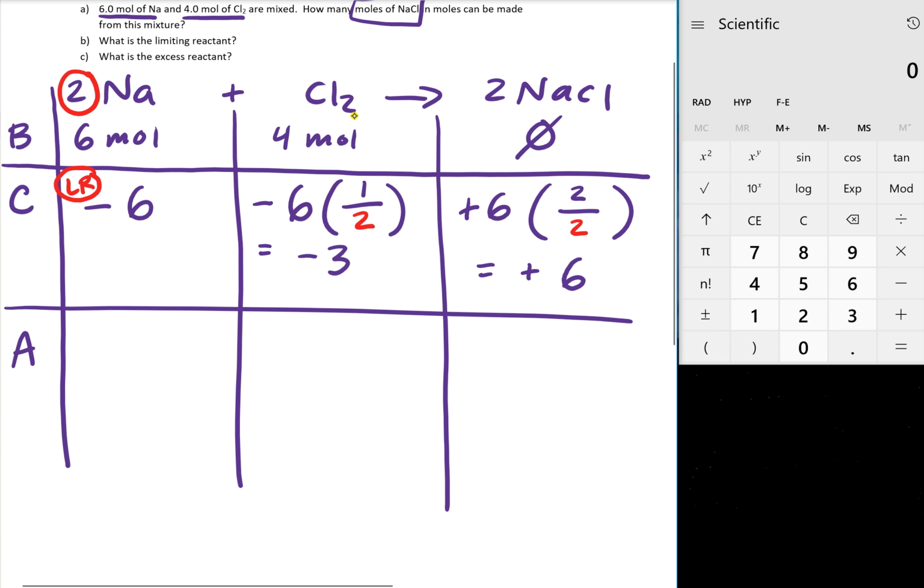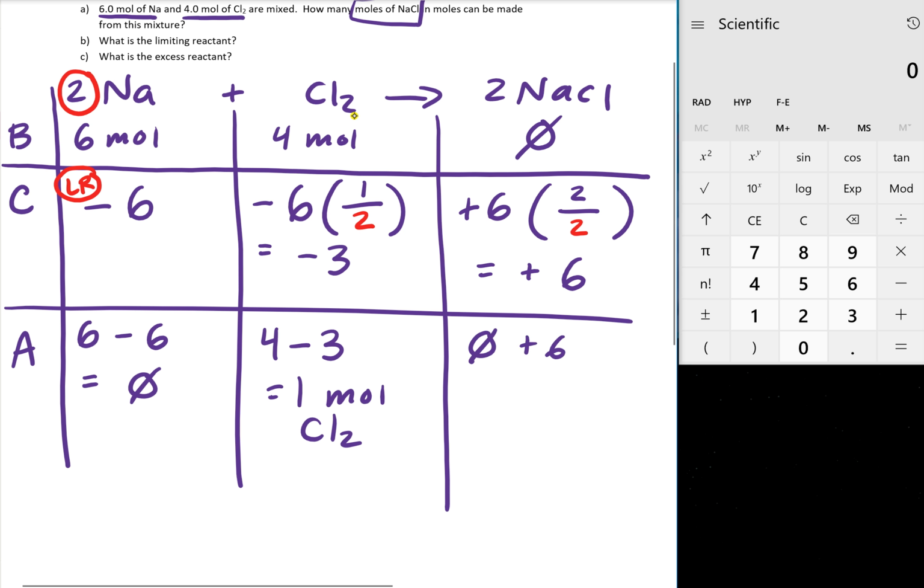For the after row, it is the before combined with the change row. So for sodium, 6 moles before minus 6 of the change, that gives me 0 moles. Hence, it is the limiting reactant because it's 0 at the end of the reaction. Chlorine starts with 4 minus its change of 3. You get 1 mole of Cl2. And for the sodium chloride, it starts as 0 and you're adding 6. You get 6 moles of sodium chloride produced.